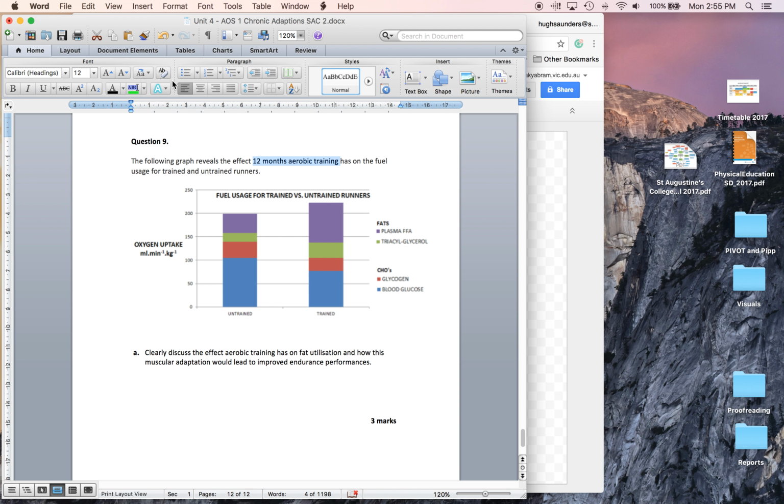So the information we get there, and this isn't actually black and white, but you'll just have to go by the order of them. The fats are the purple, and they're in terms of free fatty acids and triglycerides, and carbohydrates there are your glycogen and blood glucose in the maroon and blue. So we're again comparing trained to untrained, and what the difference is there. So you can clearly see there, all I'm looking for is the changes.